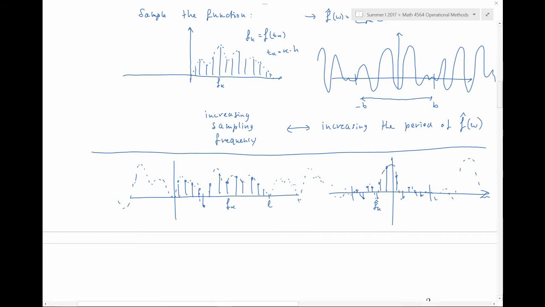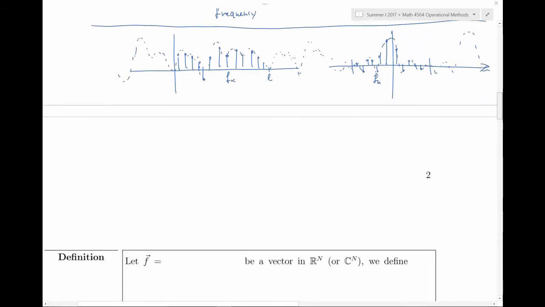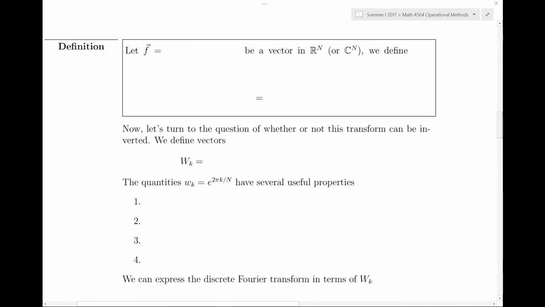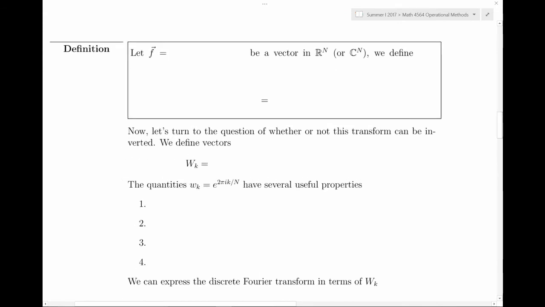So enough of exposition and introduction to the topic. Let's talk about the definitions and theorems. So suppose I have a vector of samples f0, f1, f2, etc., up to fn minus 1. If you start numeration at 0, then you should end at n minus 1 to create exactly n samples. If the samples are real, this is in the space Rn. If they're complex, then they're in the space Cn.